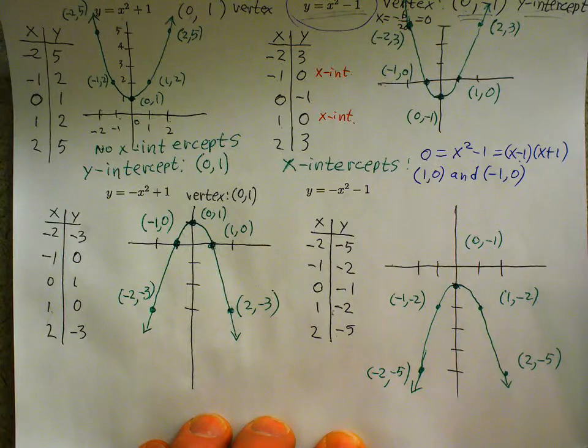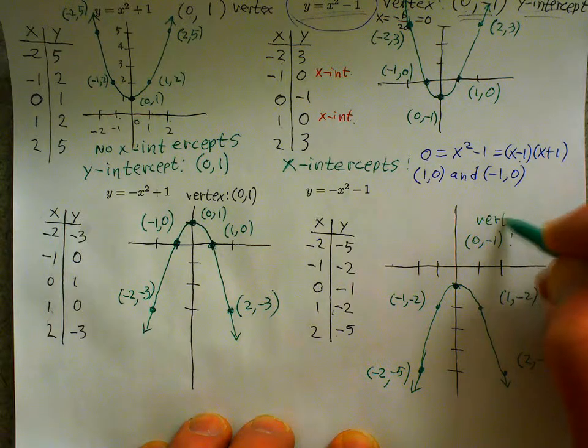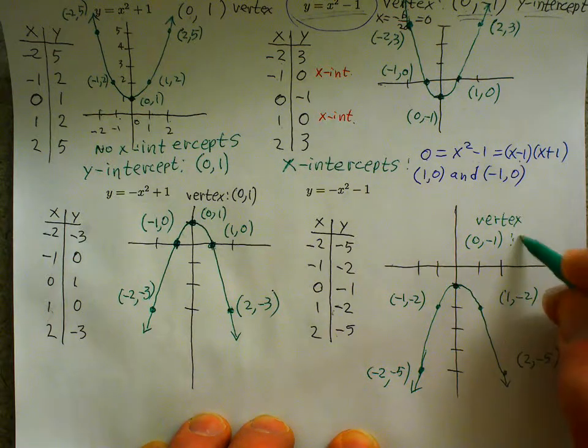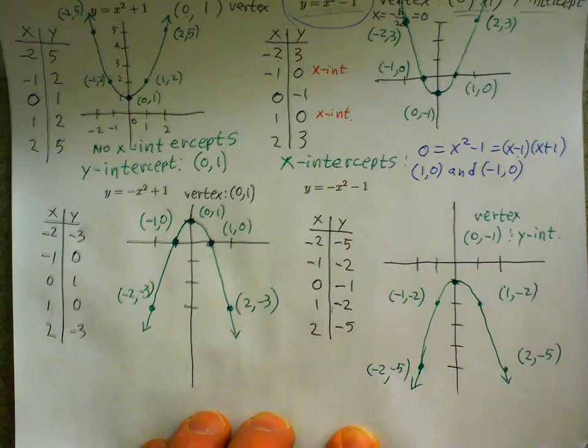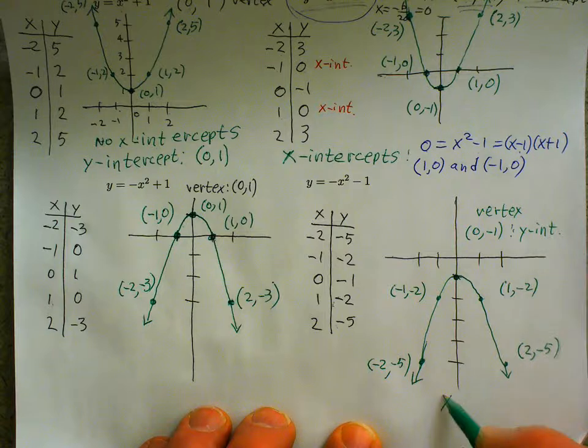This has no x-intercepts. 0, -1 is not only the vertex, in this case it's the y-intercept also. And the vertical line of symmetry is x = 0.